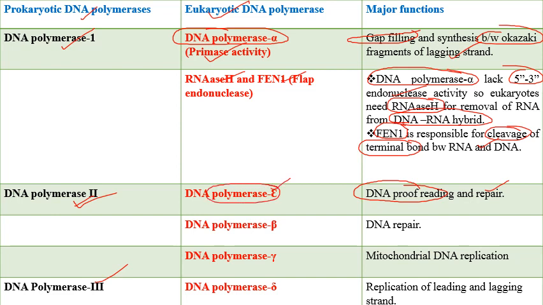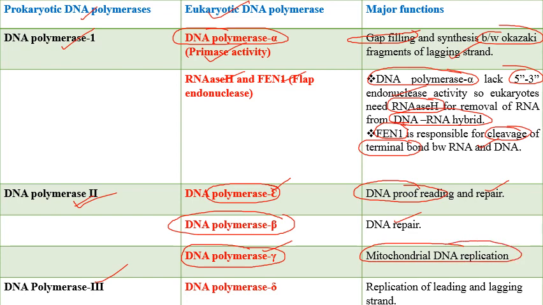In addition to this, there is another DNA polymerase, that is DNA polymerase beta in case of eukaryote, that helps in DNA repair. And the next type of DNA polymerase in case of eukaryote is DNA polymerase gamma, which is present in the extranuclear environment, that is in the cytoplasm of the cell, and it helps in mitochondrial DNA replication. So this is a very important function played by DNA polymerase gamma, which helps in replication of mitochondrial DNA. Then comes DNA polymerase 3.